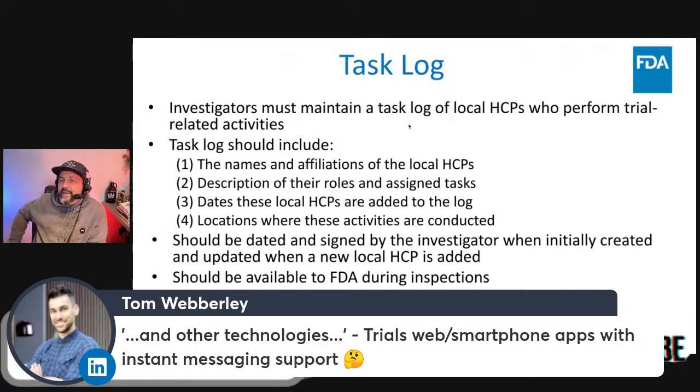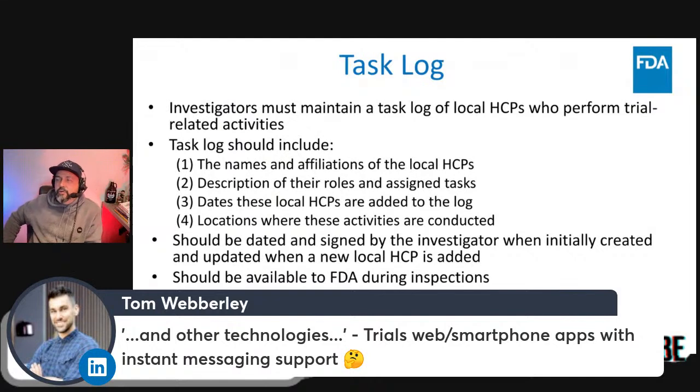Investigators must maintain a task log of local healthcare providers who perform trial-related activities. Task logs should include the names and affiliations of the local healthcare providers, description of their roles and assigned tasks, date these local healthcare providers were added to the log, and locations where these activities are conducted. Interestingly enough, no training mentioned there. So the task log is not a training log. It's just a task log.